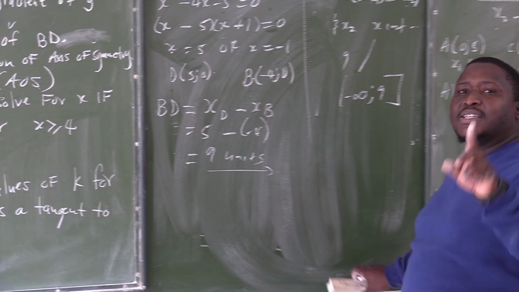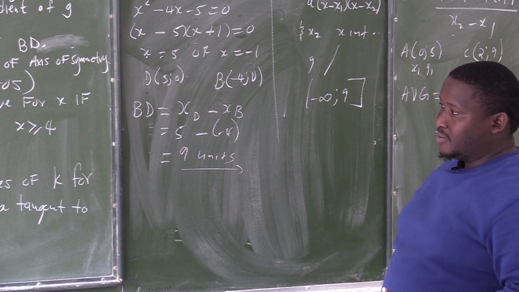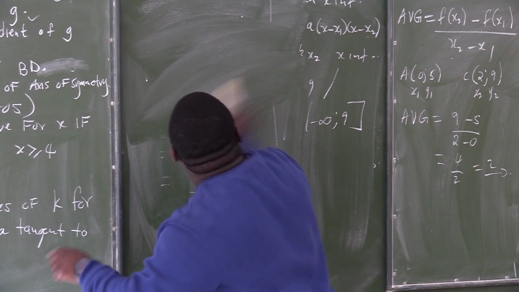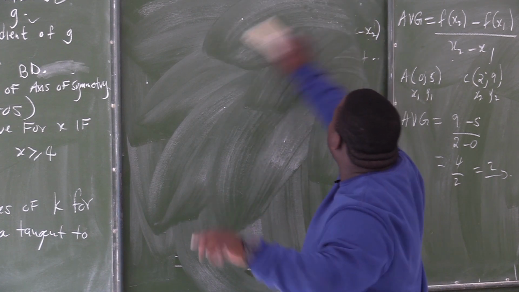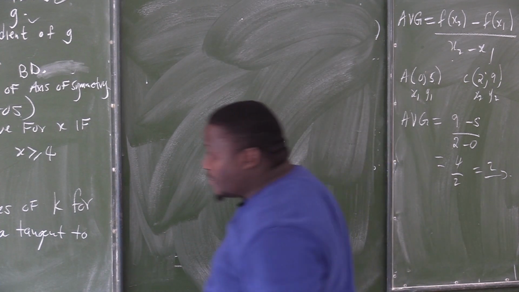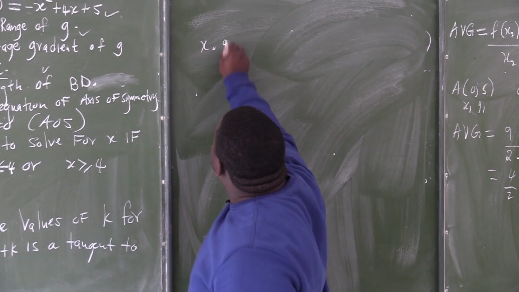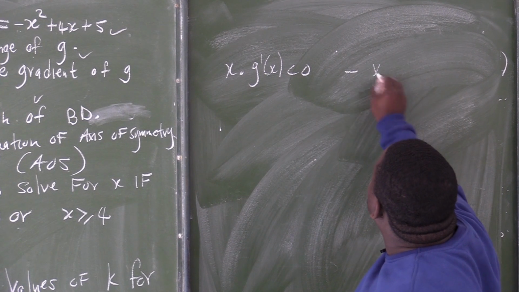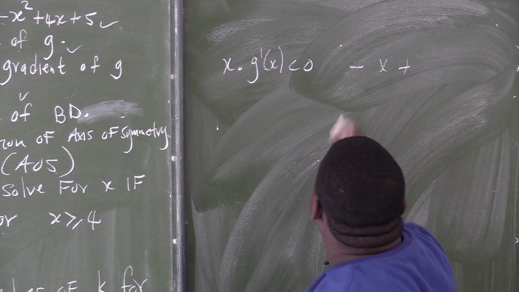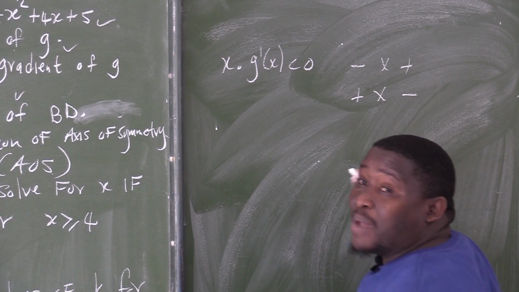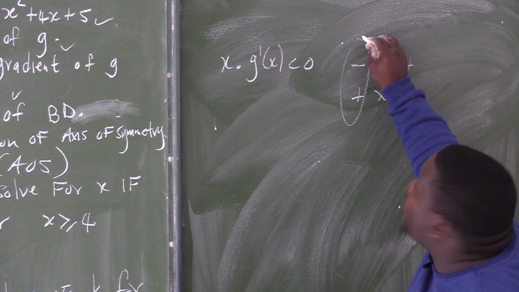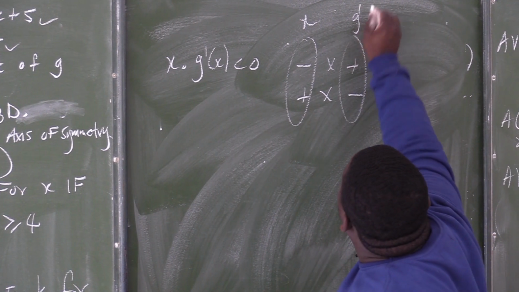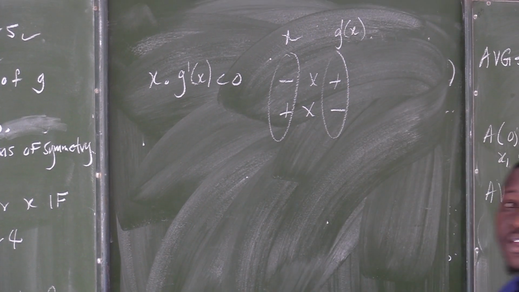The derivative is the gradient of the tangent. So here, we are looking at the gradient of the tangent against the values of what now? Of x. So I'm saying to you, x multiplied by g prime of x less than 0 means you can have a negative times a positive, or a positive times a negative. But remember, these ones are the values of x, but these ones are the derivatives. These are the gradient of the tangent.